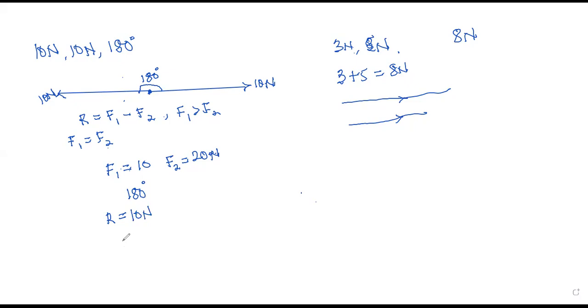If the angle between them is 90, what will be the resultant? Akosia, if the angle between them is 90, what will be the resultant?